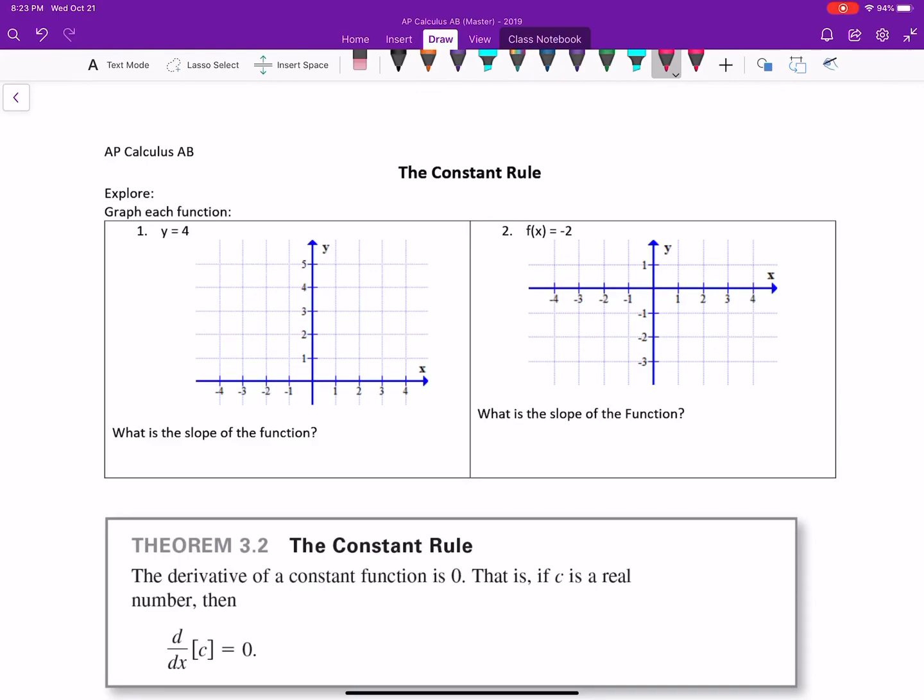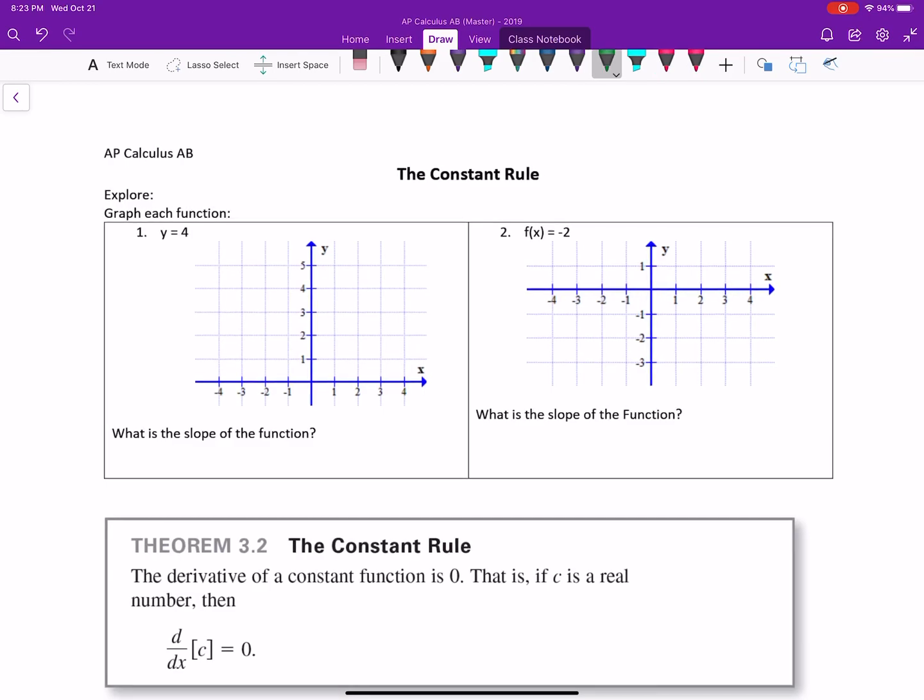Okay, so let's start getting some rules under our belt. The first thing I want you to do is explore some constant functions. So constant function y is equal to 4 is going to be, and I want you to give it a try first. Sketch it.